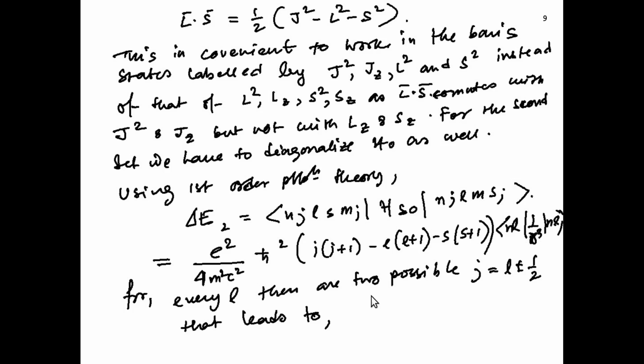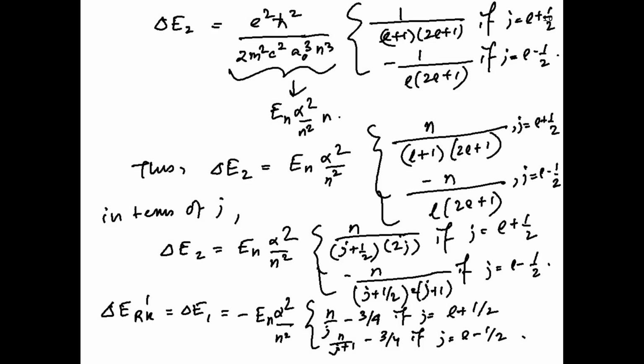Now we know that for every L there are two possible j's, which is L plus or minus half, because the spin is half. It will be all the values from L plus S to L minus S, and that will lead to this form. So for j equal to L plus half, you will get this form, and for j equal to L minus half, you will get this form.